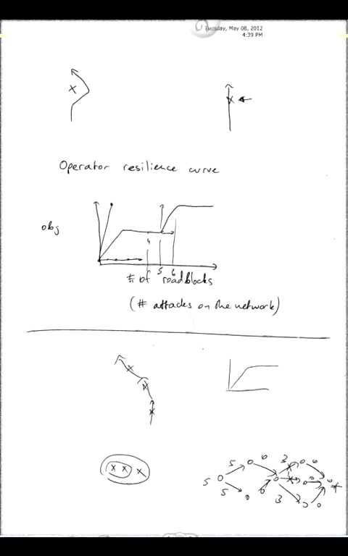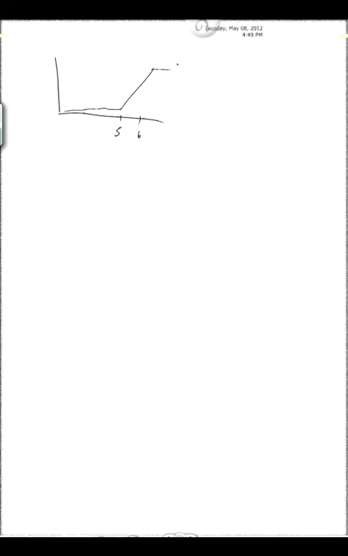In number 12, we just had to compute roadblock locations for this other attack value. And then we also wanted to plot the operator resilience curve for that. And what happened was, as we moved from 5 to 6 roadblocks, the operator resilience curve looks like this. So there's a huge jump at 6.